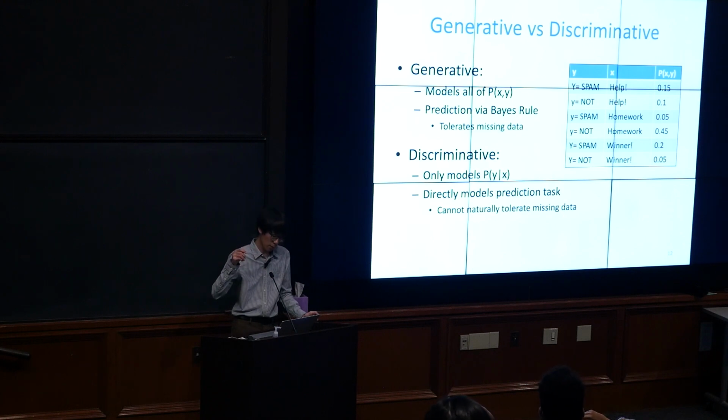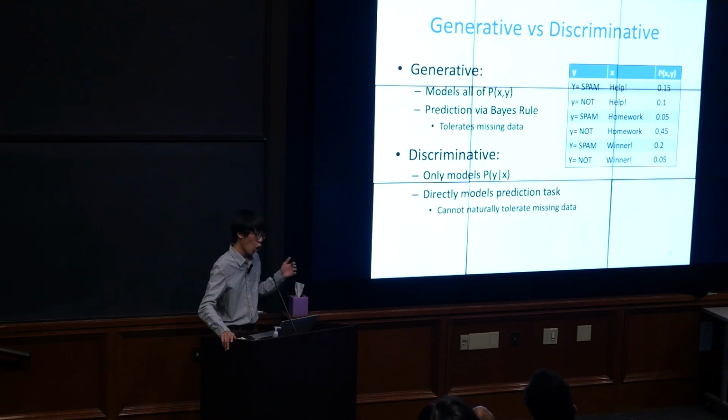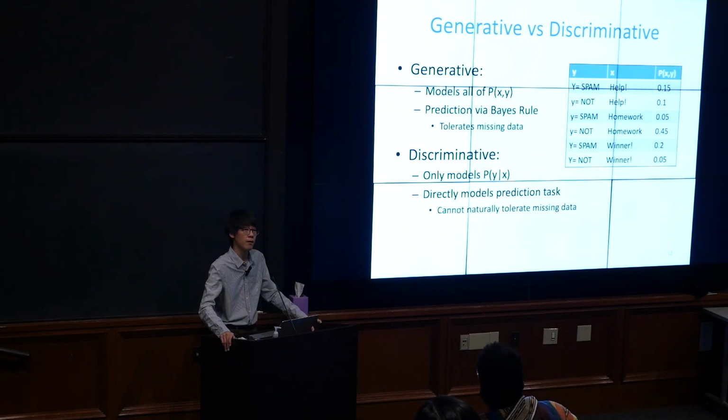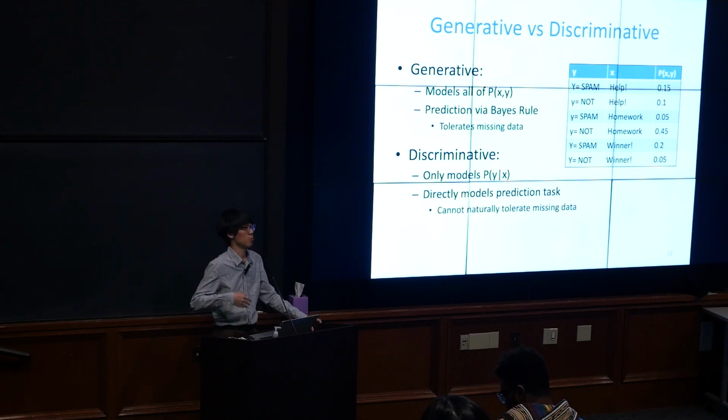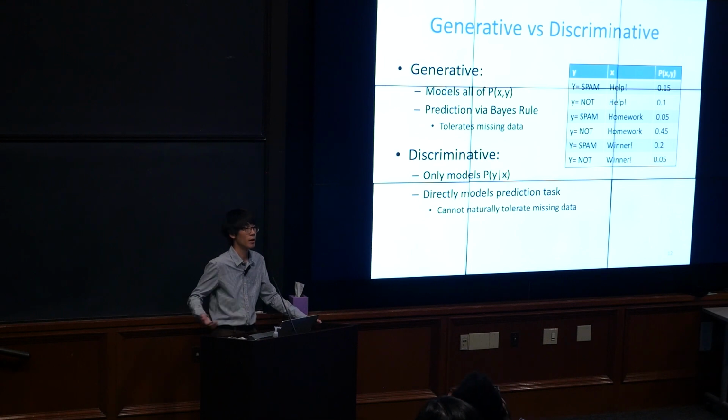For the generative case, we model the whole joint distribution p(x, y). Because we're doing prediction via Bayes rule, it can tolerate missing data. Because we already have this probability distribution completely mapped out, even if I ask what's the probability of y without giving you an x, the model can give you back an answer, because we just marginalize x out. It can tell you the probability of y, or just the probability of x. It doesn't need an input.